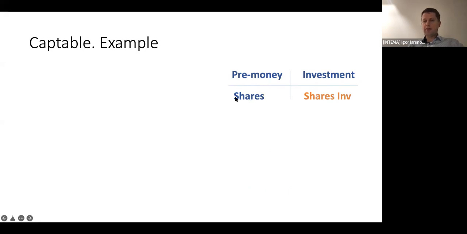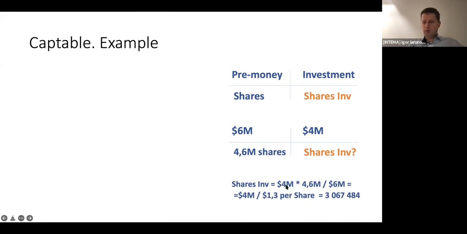So you have some issued shares. It doesn't matter how many shares you issued before, but let's say it's millions of shares, for your convenience. And there is a question: how many shares is the investor to receive? I would say it's a simple proportion. Shares to investor equal 4 multiplied by 4.6 divided by 6. Here we go.